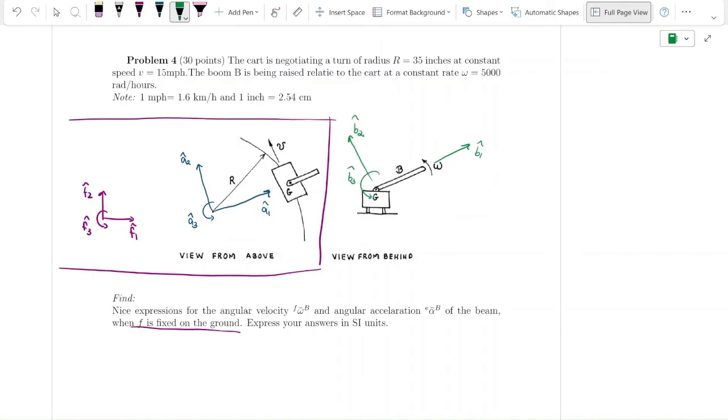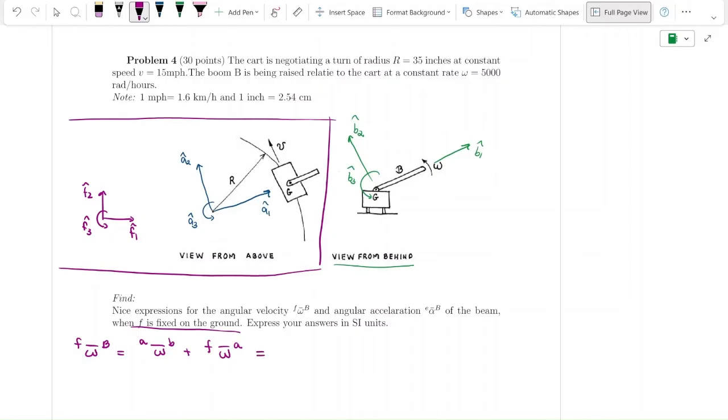And this is from the view from behind. So the angular velocity of the boom with respect to the fixed frame in the ground is going to be equal to the angular velocity first of the boom relative to the cart, which is rotating. So the angular velocity of the B frame with respect to the A frame, plus the angular velocity then of the cart relative to the fixed frame in the ground. Right? The stuff is rotating relative to each other.